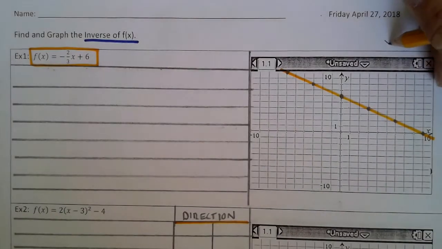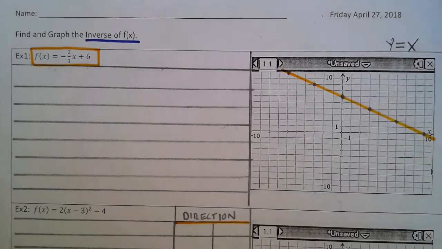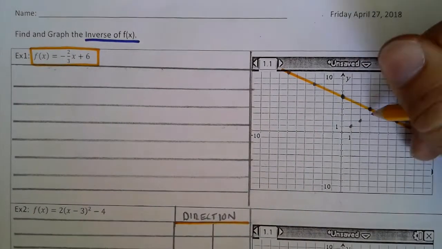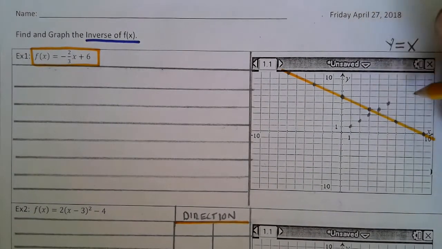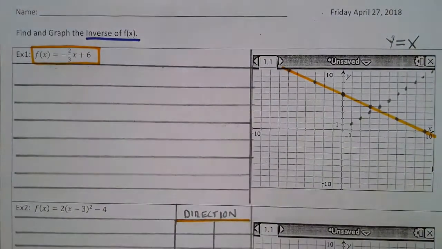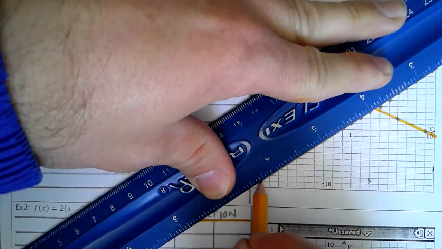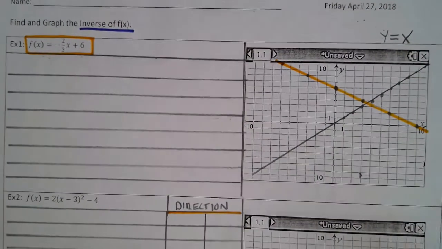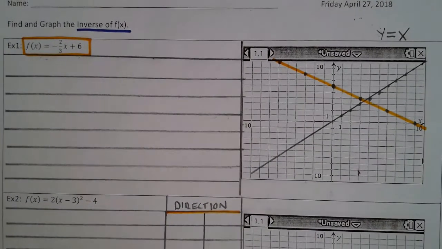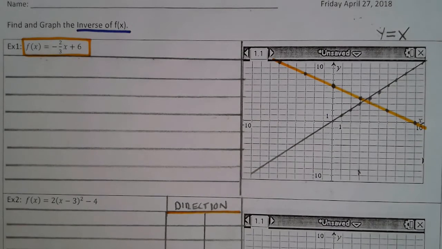So now before you graph the inverse, you want to graph y equals x. So 1, 1, 2, 2, 3, 3, 4, 4, 5, 5, 6, 6, 7, 7, 8, 8, 9, 9, 10, 10. All right. So now we're going to find and graph the inverse.